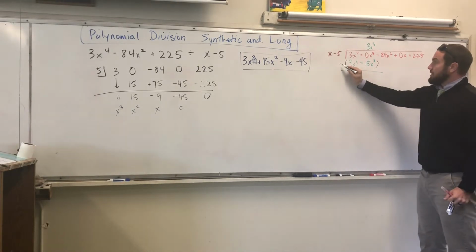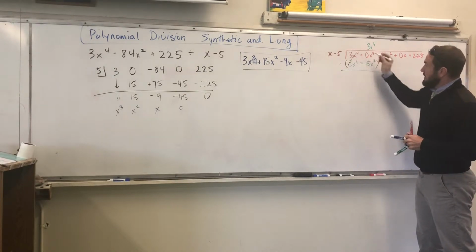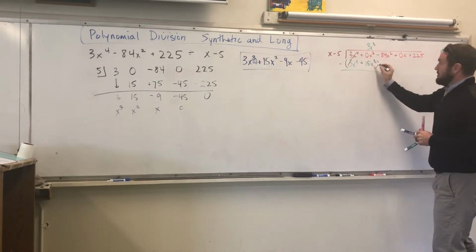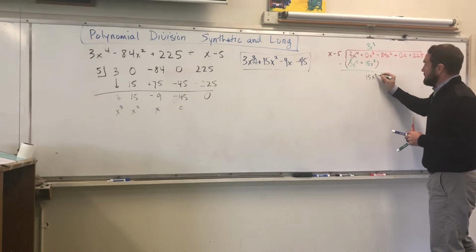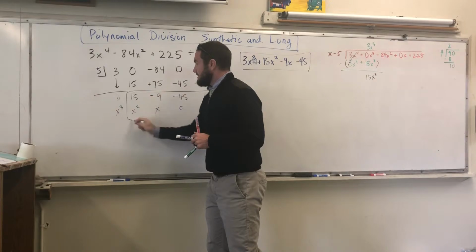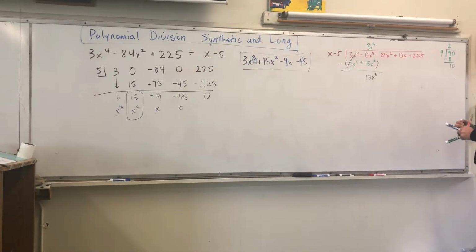So actually this becomes a negative 3x to the fourth, allowing me to cancel out, and this becomes a positive 15x to the third. Now if I evaluate this, this becomes a 15x to the third. And you can see that's matching up with what I have here as far as having a 15.